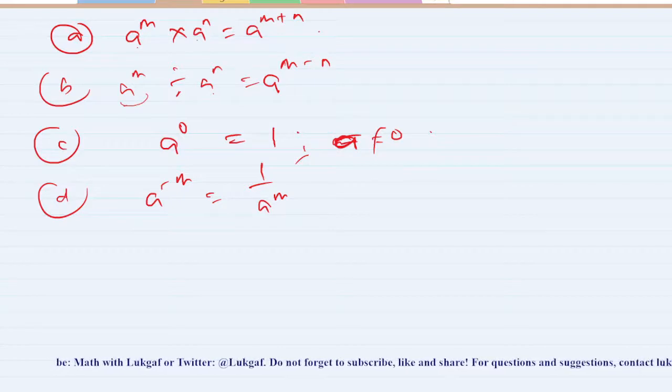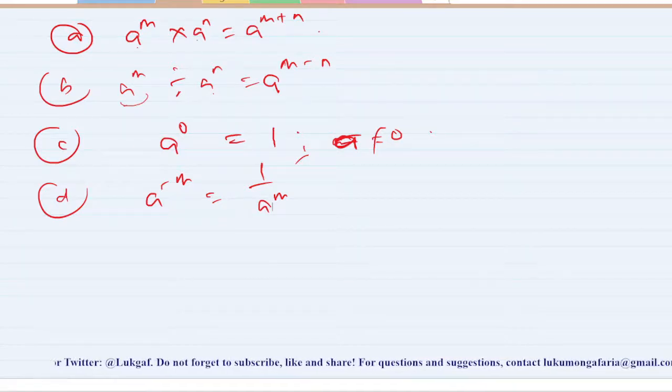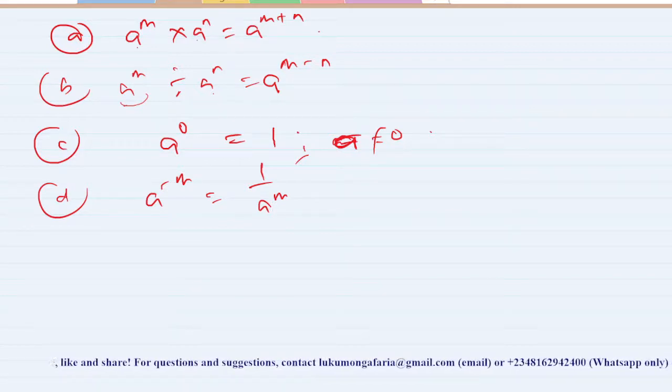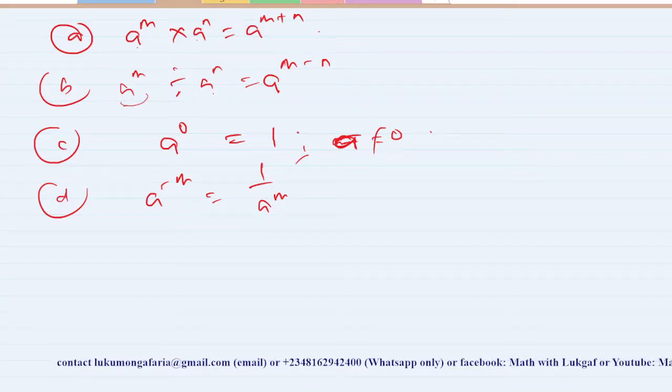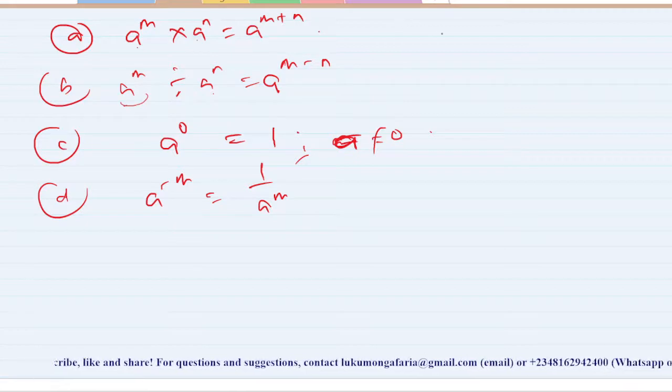So the first rule, if you did not forget, is that when you have the same base and you are to multiply them together, you don't have to stress yourself. Just take one of the bases, since they are the same, then you add the indices together. So that is a raised power m multiplied by a raised power n gives a raised power m plus n.